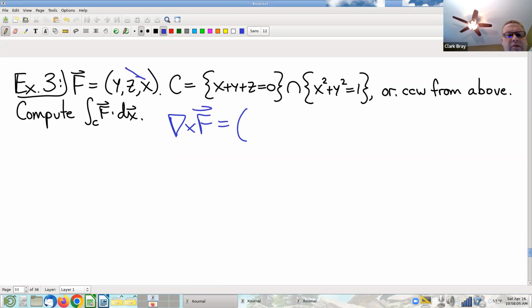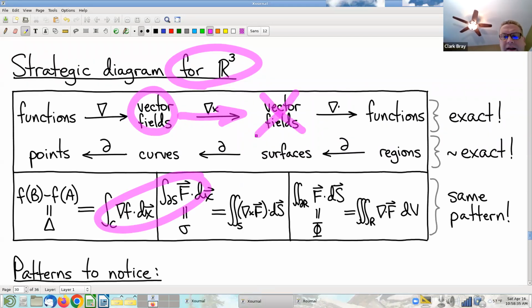Let's see, the first coordinate: the y partial of that, which is 0, minus the z partial of that, which is 1. Then we have the z partial of that, which is 0, minus the x partial of that, which is 1. And then the x partial of that, which is 0, minus the y partial of that, which is 1. So there's our curl. It's not 0. Since we got not 0 there, that means there is no anti-gradient function. That means the fundamental theorem for line integrals is off the table. It's not going to happen. Don't waste your time trying to find an anti-gradient or anything of the sort.